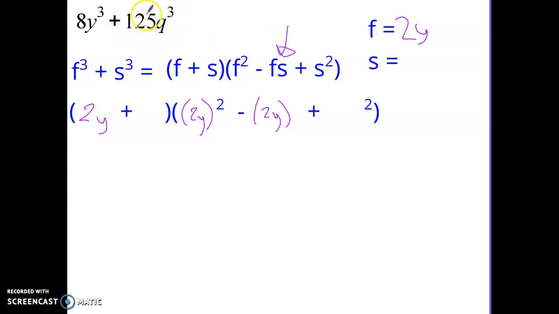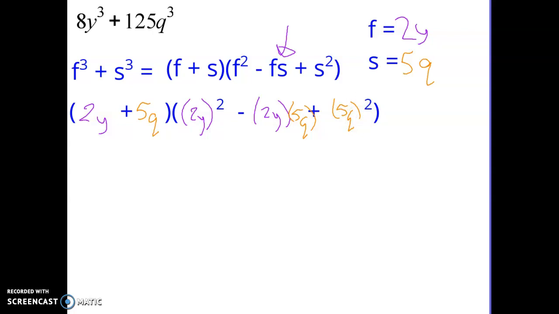All right, same thing. Let's find s. What is it that cubes to give me 125 q to the third? Okay, well, the q part's not hard. Q to the third is q to the third. So how about the 125? What multiplies by itself 3 times, something times something times something, is 125, and that something is 5. So my s is 5q. So everywhere I see an s, which is here and here, and I'm going to use those parentheses, and here, I'm going to have 5q.